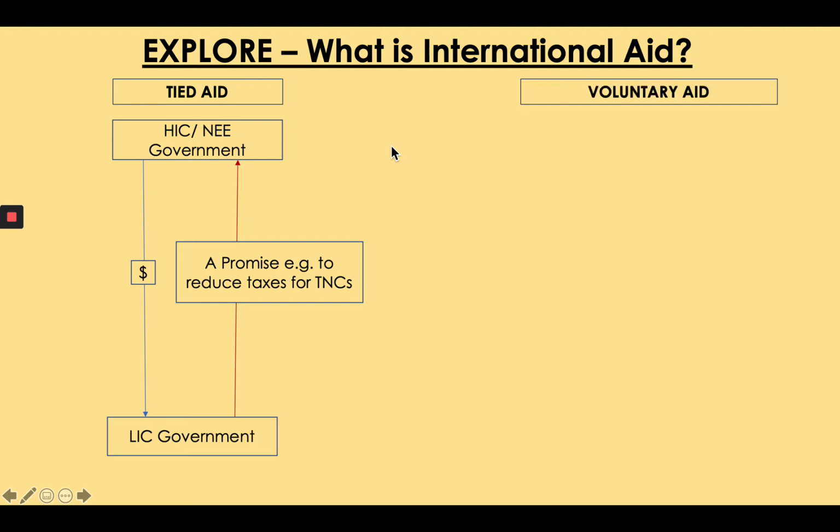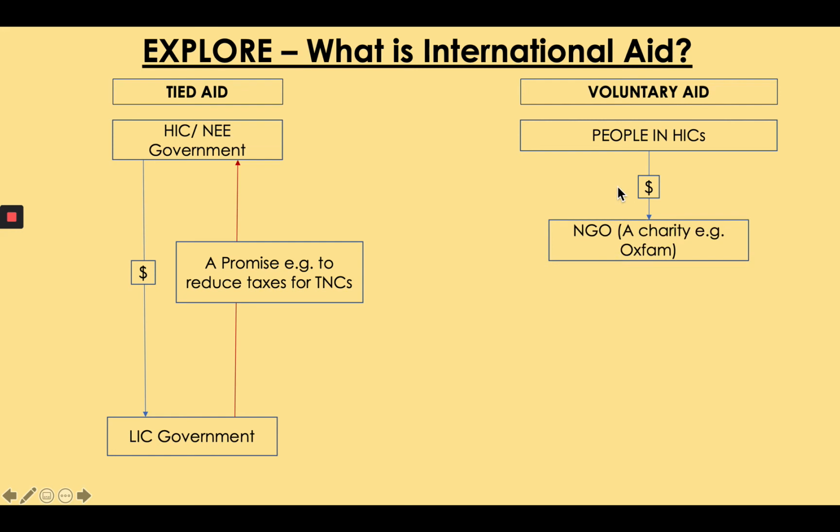Then we have voluntary aid, the most famous form of aid because it involves the charities and the famous adverts and campaigns that we see on TV, for example, Comic Relief or Sport Relief. Here's how it works. This is no longer about governments. The people in HICs, everyday people like you and I, give money to an NGO, a charity, like Oxfam or Red Cross or Save the Children.